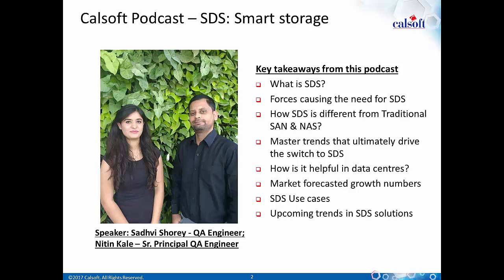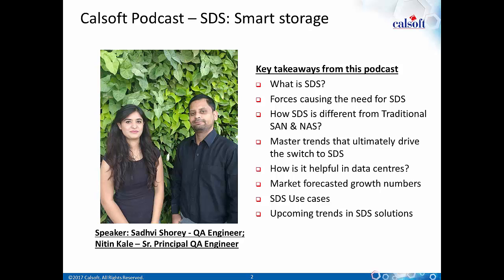Another difference is in the agility. Agility means the speed at which the storage vendor can make the changes. In case of traditional SAN or NAS vendors, changes require a lot of time, like it may be weeks or perhaps a month.